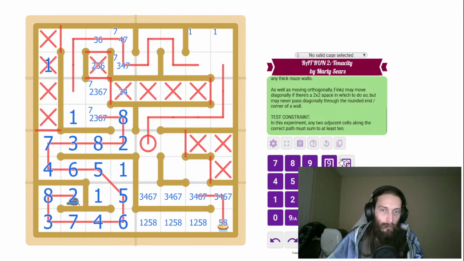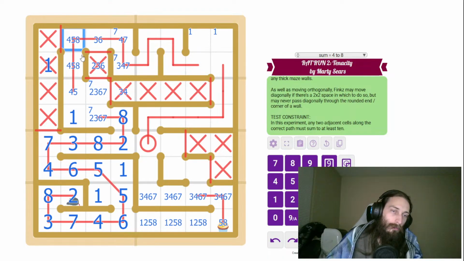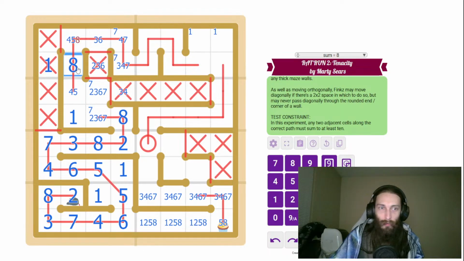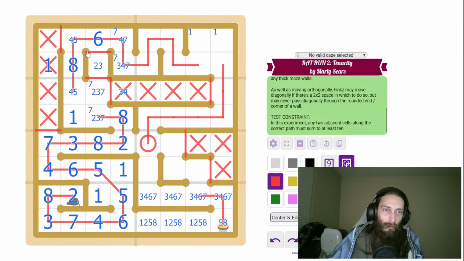Okay, column 2 is left with 4, 5, and 8. And 8 has to be in box 1. Yeah. Well, if I put it on top, this would be 4 and 5, which is not going to work. So that has to go like this. And I can't use a 3 with 4 or 5, so this is a 6. 6 is gone from all of those.